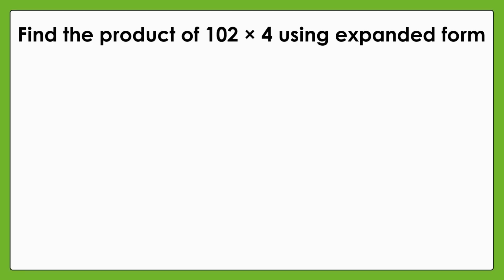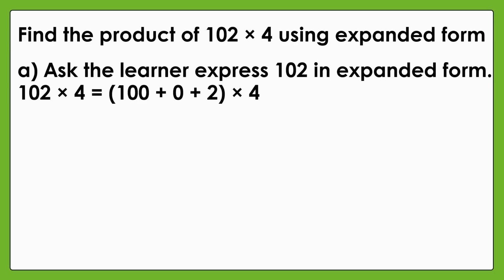Find the product of 102 times 4 using expanded form. First, ask the learners to express 102 in expanded form. 102 times 4 is equal to (100 plus 0 plus 2) times 4.